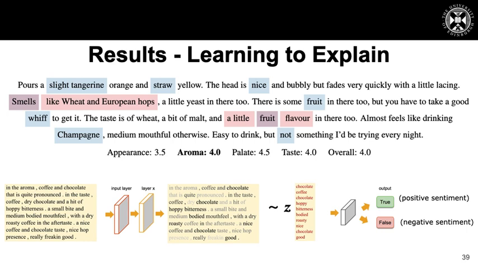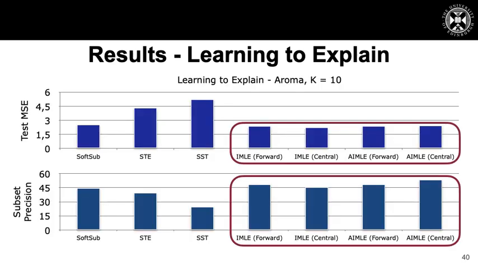Then we consider the task of predicting the sentiment of a review with respect to a given aspect. Here, a neural model first assigns importance weights to the words in a review. Then a discrete component selects the words with the highest importance scores. And then another neural model predicts the rating only based on the selected words. And we can see that adaptive IMLE, across all the considered aspects and number of selected words, provides comparable results to AIMLE when predicting the score of a review, and better subset precision when the selected words are compared with the words selected by human annotators.